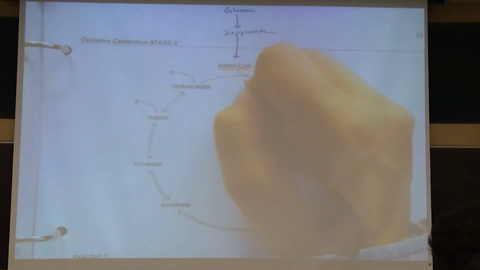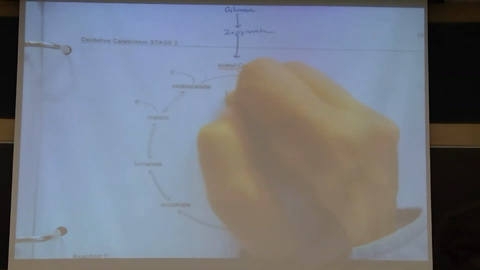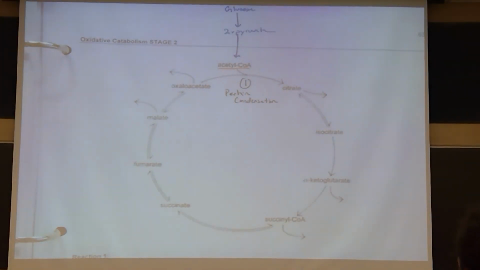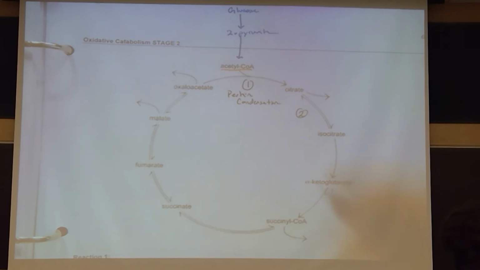Step 1 of this reaction is a Perkin condensation. You read your textbook and it calls it a Claisen condensation. Gladly, this is not. Step 2 is an isomerization reaction that involves dehydration and rehydration. Step 3, isocitrate to alpha ketoglutarate, is an oxidative decarboxylation.